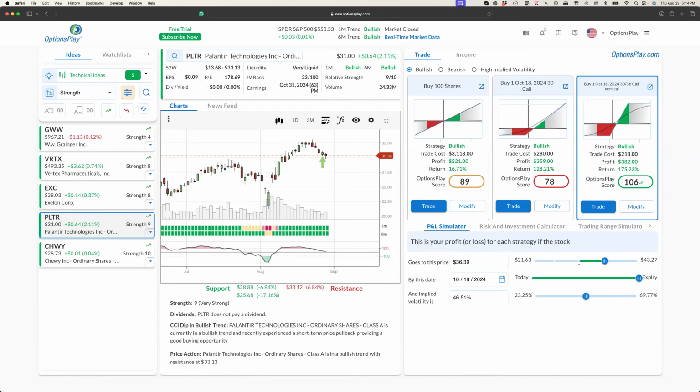Why use CCI over RSI? Well, we've done a lot of back testing of this technical strategy, and CCI just simply performs better than RSI in many instances.